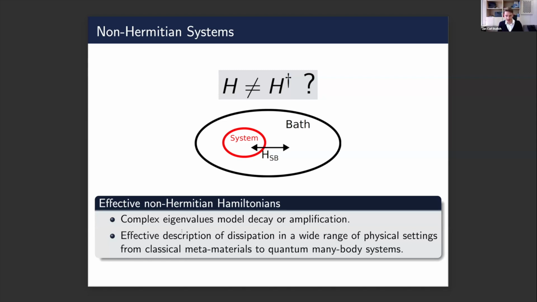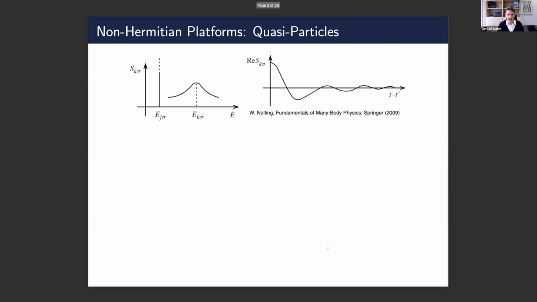And this has become an effective, at least approximate, description in a wide range of physical settings, maybe originating from photonics and quantum optics as an effective non-Hermitian Hamiltonian approximation to quantum master equations, but it has now spread from classical media and materials to quantum many-body systems. And what I want to focus on in this talk, as I said, is the platform of quasi-particles in solids.